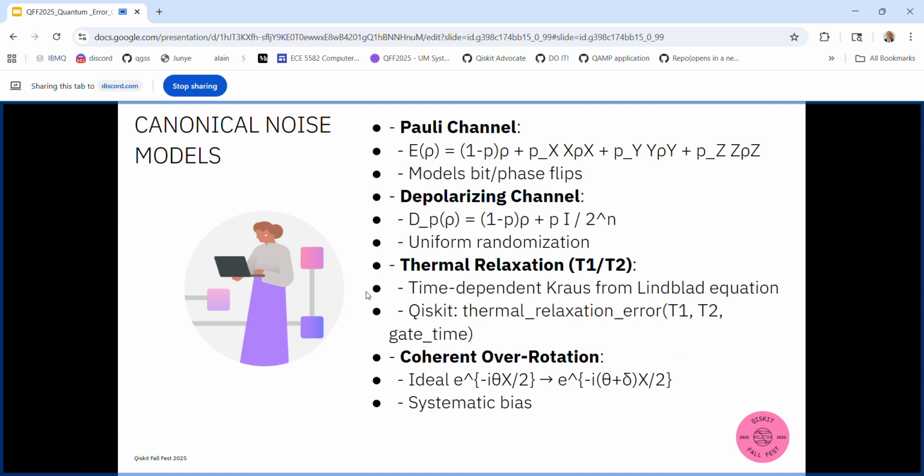So there's several noise models. You have this Pauli channel describing these bit and phase flips. We have the depolarizing channel. That's basically a probability of an error times the identity matrix over the number of qubits. There's a T1 and T2, that relaxation and that dephasing model. And then the coherent over-rotations, where our gates don't quite change the state of that particle in the exact amount that we'd like.